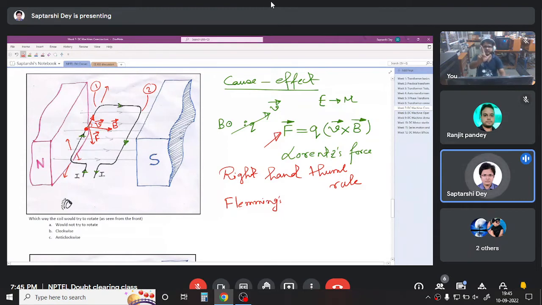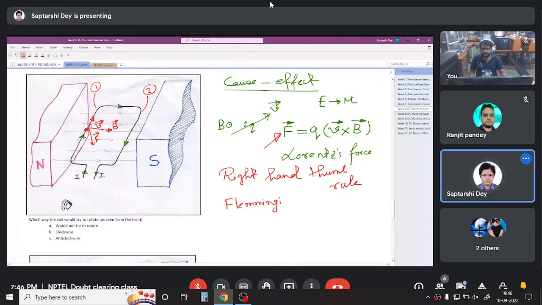If you look very closely, this is Fleming's left hand rule, right? Now you take your middle finger as the first vector, this finger as the second vector. Now apply the right hand thumb rule here. Fleming's left hand rule is nothing but the vector cross product. So that is the same thing we're applying. So this side of the coil, or this conductor, will experience a force downward.